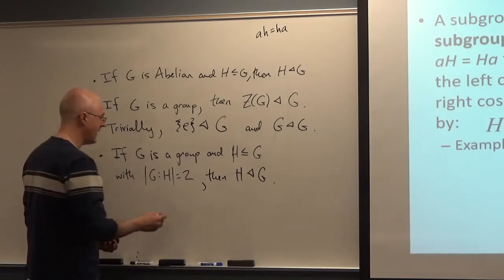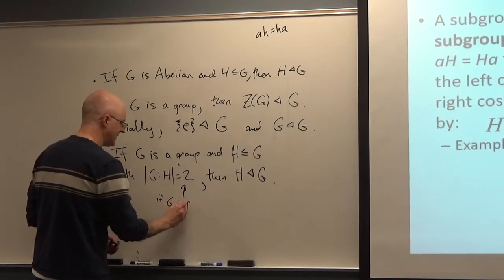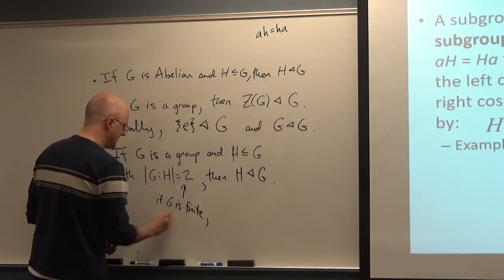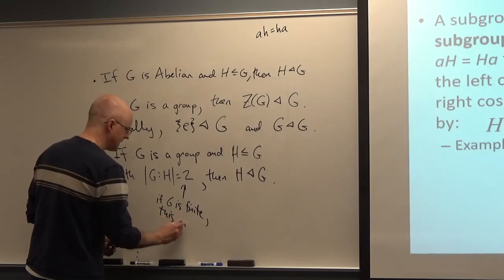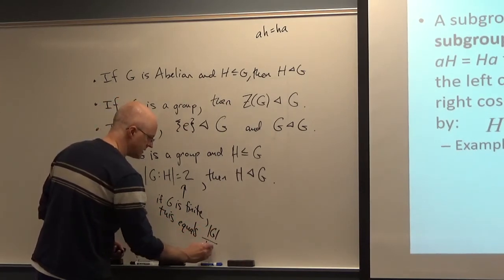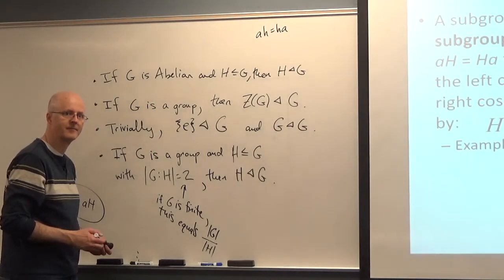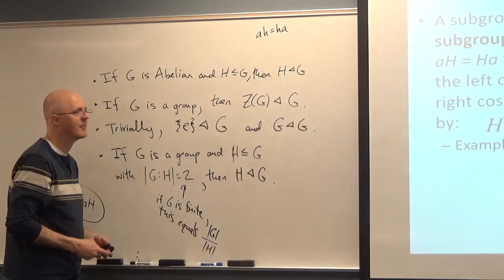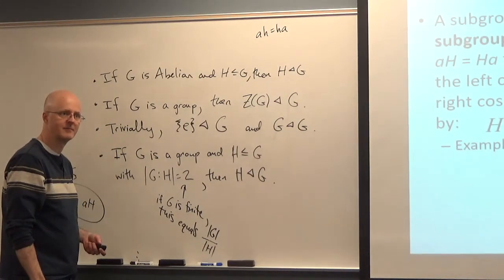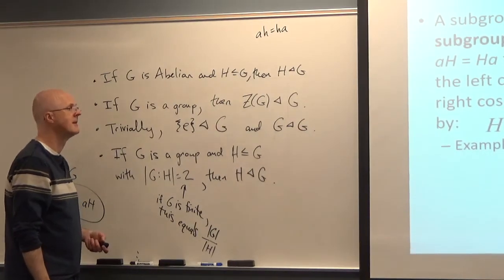If G happens to be finite, if G is finite, this equals the order of G divided by the order of H. Right? That's Lagrange's theorem. Or more specifically, actually, the proof of Lagrange's theorem.